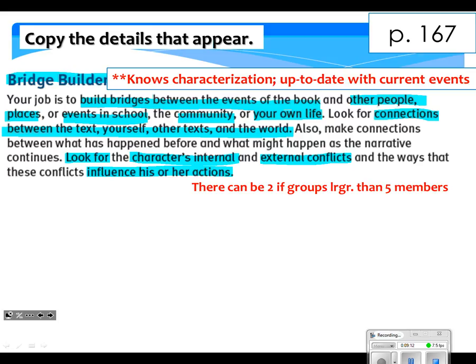Like the other 2 jobs, a bridge builder can have 2 individuals. There can be 2 members.